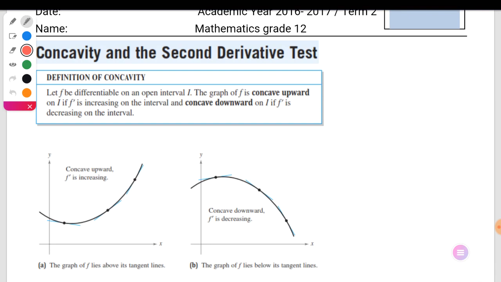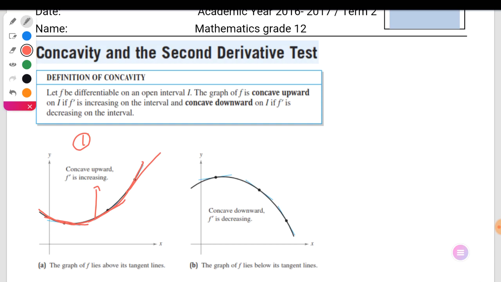Let's show you in graph number 1, on the left. As you see, the curve of the function is concave upward. In this case, the first derivative is increasing, and the graph will be above the tangent line. If you draw tangent lines to the graph at each point, the curve will be above them.